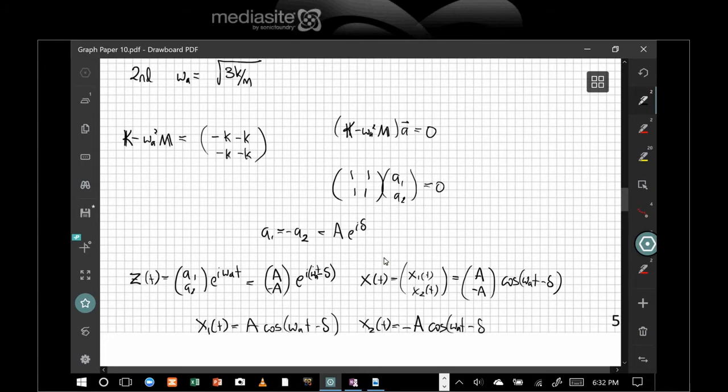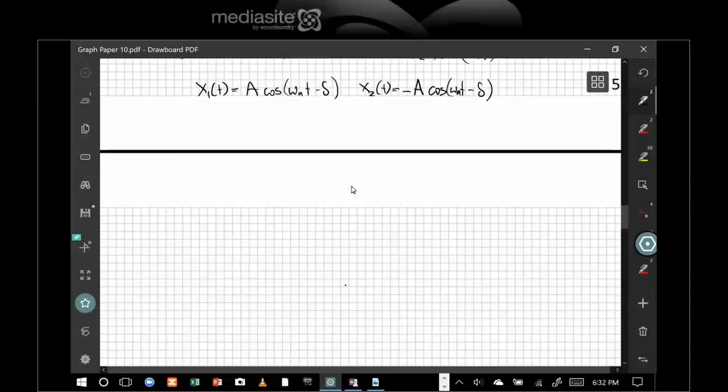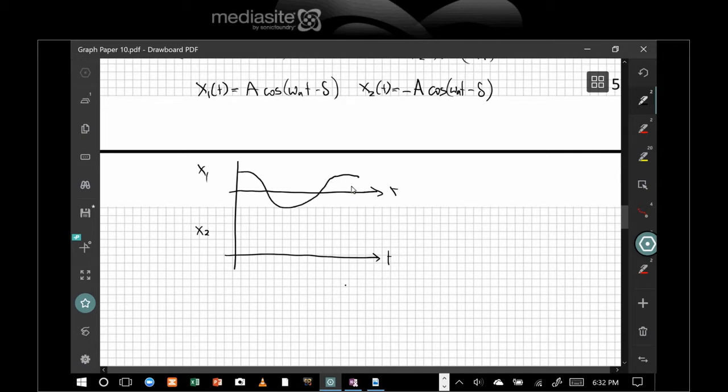Okay. So what's happening there? Well, if we just plot out those solutions again, we have time, x1, x2. This looks like cosine, this looks like minus cosine. It's hard to draw cosine on this. They are pi, or 180 degrees, out of phase with each other.